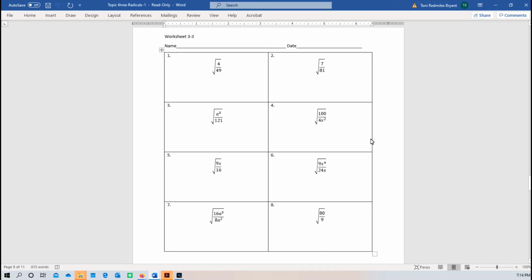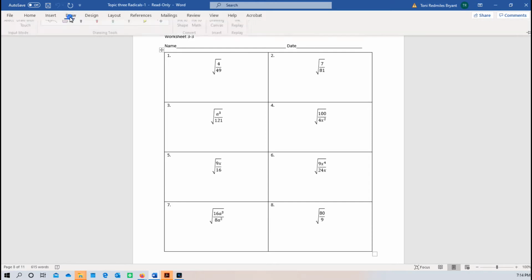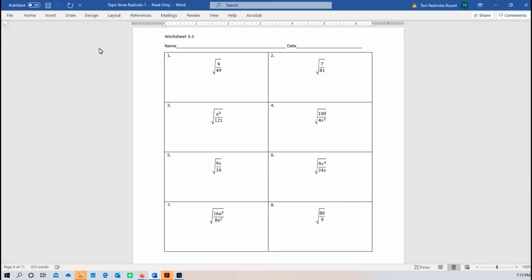So today we're going to be working on this one just to review the quotient rule. The quotient rule says that I can break this apart. I can say the square root of 4 over the square root of 49. I can break that radical up into division, okay? And that means that I can now solve it, because the square root of 4 is 2 and the square root of 49 is 7.